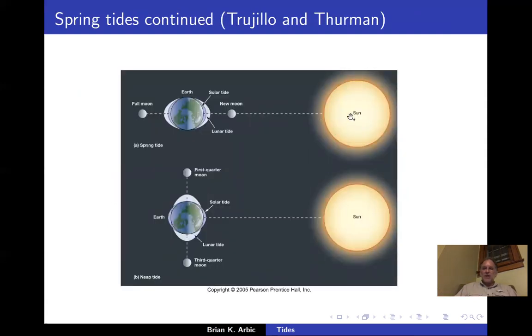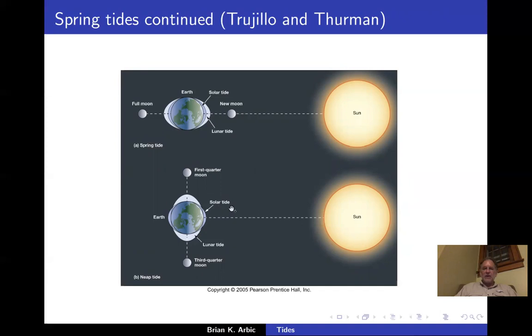So when the sun and the moon and the earth are all in a line, which happens during both new moon and full moon, then you see the equilibrium tide pulled by the moon and the sun are all acting in the same direction. So you get an extra high equilibrium tide and an extra low equilibrium tide. So the tidal range, the difference between high and low, is at its greatest.